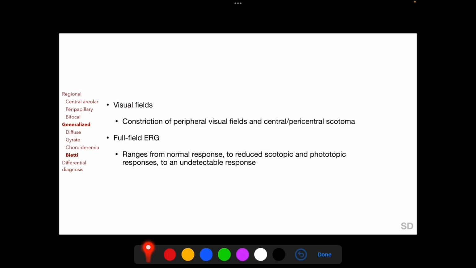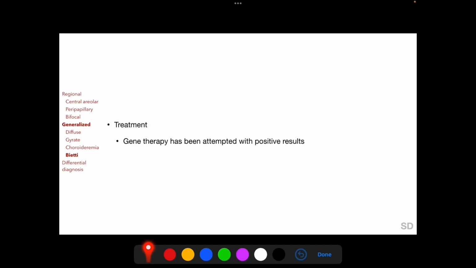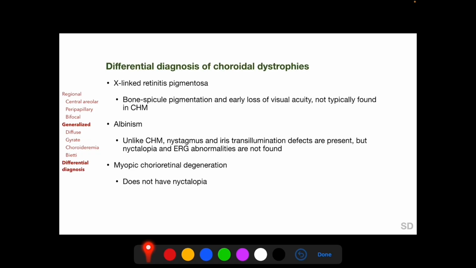Visual fields show constriction of peripheral visual fields as well as central and pericentral scotoma, and full field ERG can range from normal to undetectable response. Gene therapy has been attempted in clinical trials with positive results in patients with Bietti crystalline dystrophy.